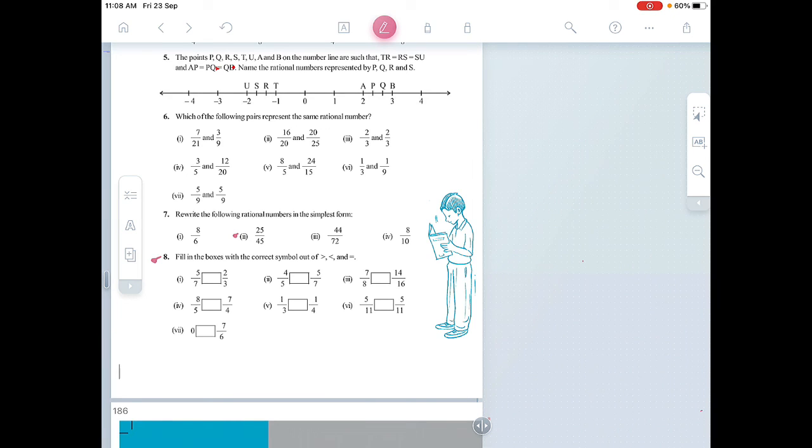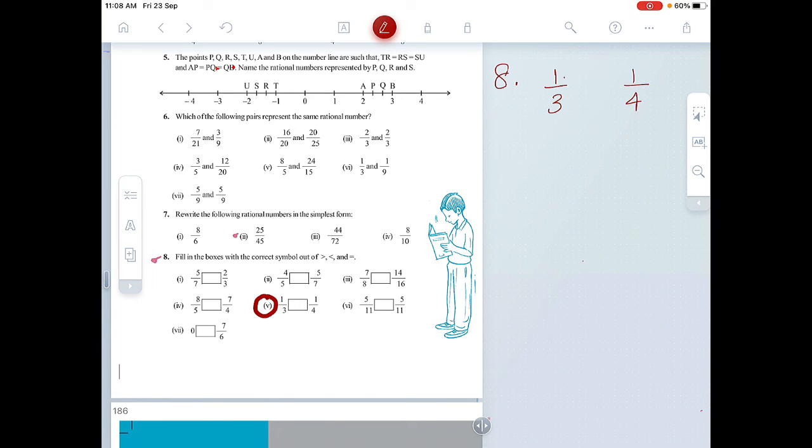Fill the boxes with greater than, less than and equal sign. Very easy. See, I will do one sum and you will do the rest of them. Let's do this one. 1/3 and 1/4. Which sign will be put in between these two?